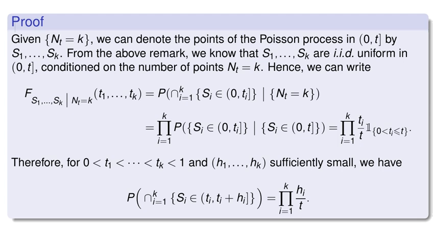Therefore, for 0 less than t1, t2 and so on till tk less than t, for consistency with N_t equals k, and for sufficiently small h1 and so on till hk, we have the probability of the intersection from i equals 1 to k of Si being in the interval open from ti to ti plus hi closed is approximately the product from i equals 1 to k of hi over t.